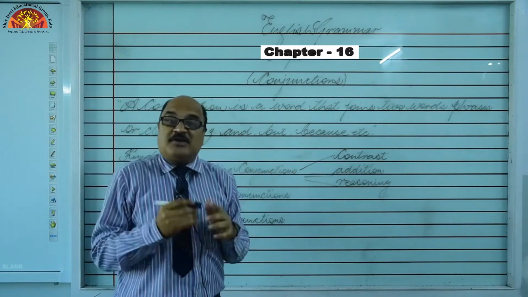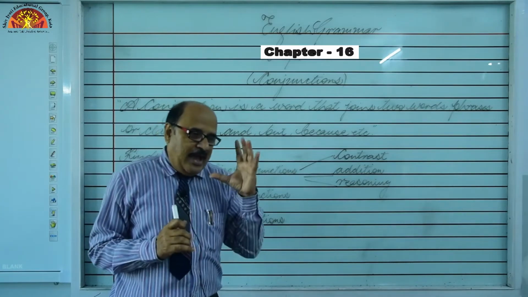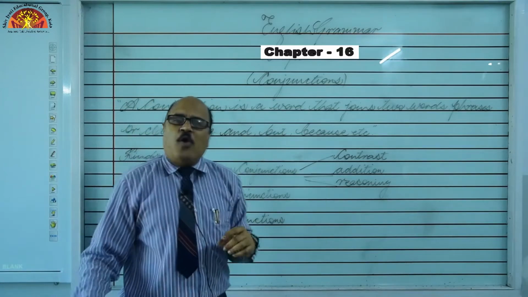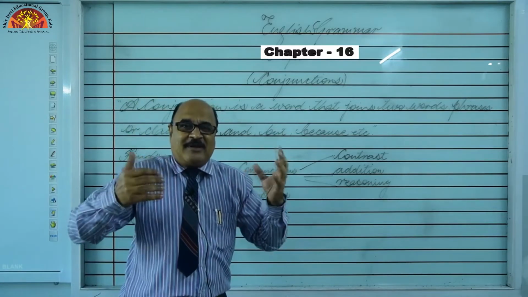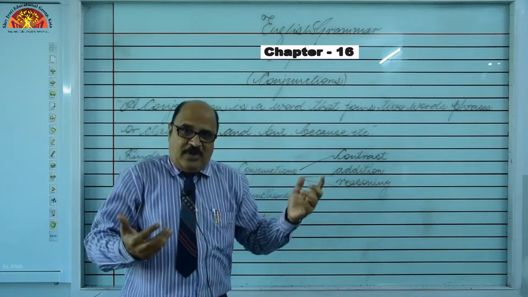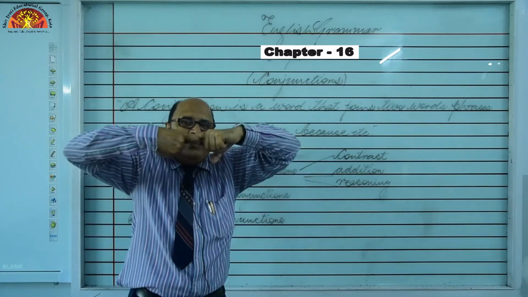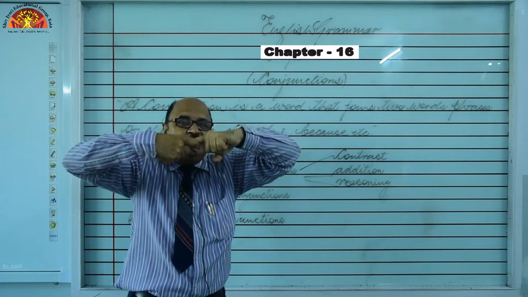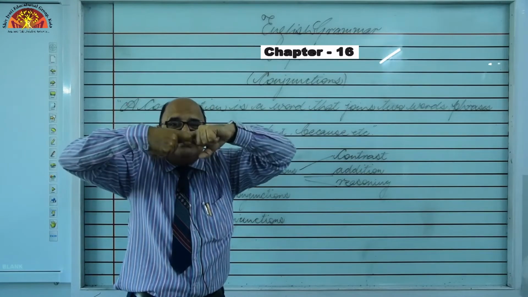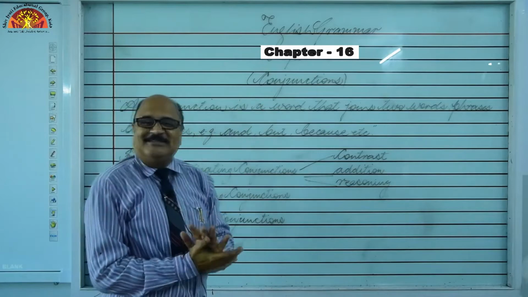You might have seen a train, right? An engine is there, so many coaches are there, and all the coaches have been connected with each other, with one another, in this way. This is a link. So, these linking words or these links are known as conjunctions.